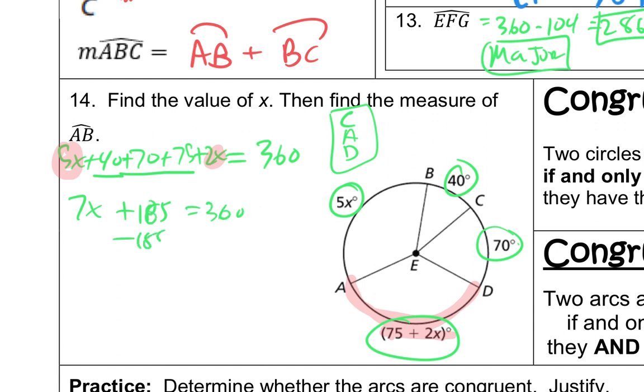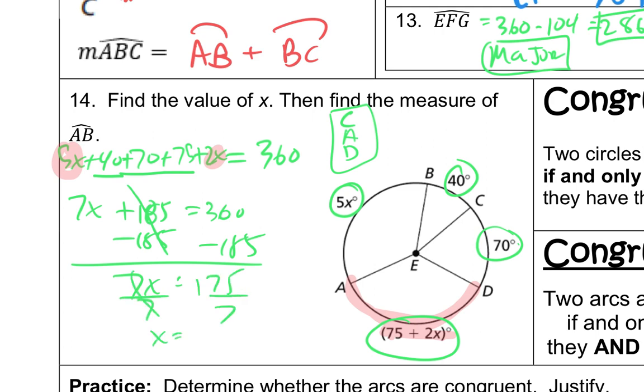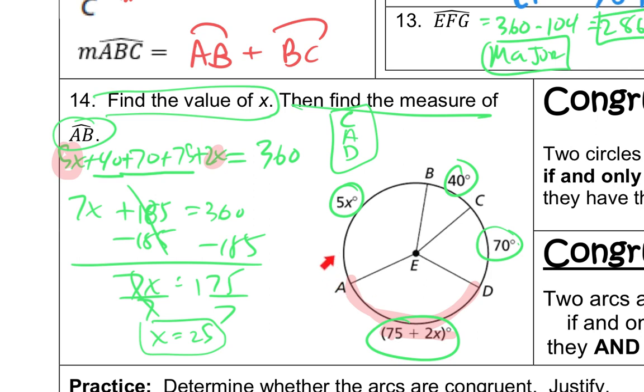All right, so if we subtract 185 over there, subtract 185 over there, it cancels out. 7x equals 175. If you divide both sides by 7, cancel out, x equals 25. So find the value of x: we got x equals 25. Then find the measure of AB. We said AB is 5x.